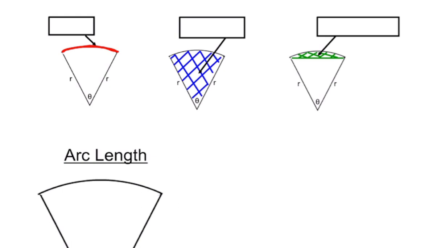Now from GCSE, you've got three diagrams there. You should know that the first diagram shows you an arc, and an arc of course is a fraction of the circumference. The second diagram shows a sector, and that is a fraction of the area of a circle. And the third one is a segment, and a segment is just a sector with a triangle cut out of it.